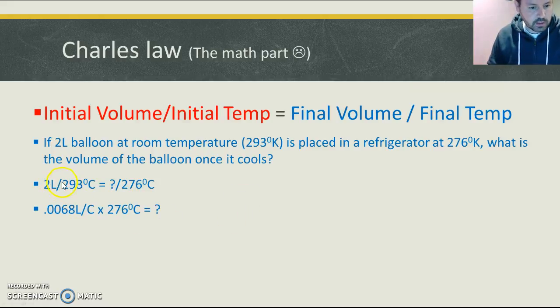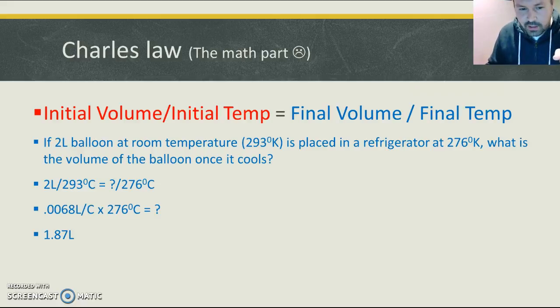We did our division here on this side, and we come up with 0.0068 liters per, oh, I have Celsius. I should have Kelvin there. I'm sorry. It should be Kelvin, not Celsius. Please forgive me. And then we're going to multiply that times the 276. Remember the Celsius, which should be Kelvin, are going to cancel out. And then we're going to come up with an answer like 1.87 liters.